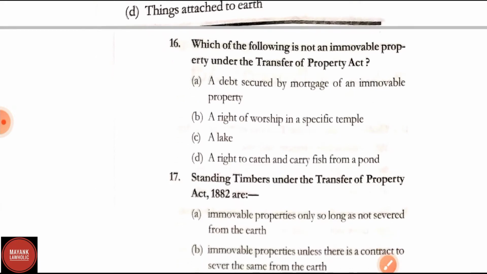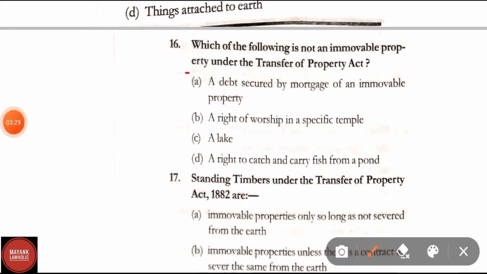Question number 16. Which of the following is not immovable property under the Transfer of Property Act? A debt secured by the mortgage of an immovable property, a right of worship in a specific temple, a lake, a right to catch and carry fish from a pond. Correct answer is option B, that is right of worship.